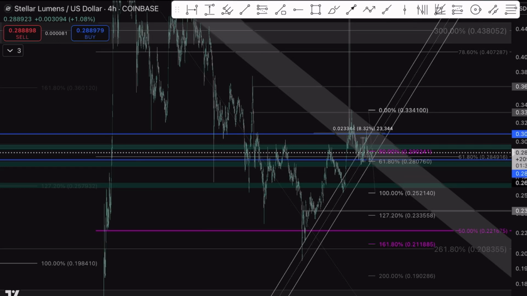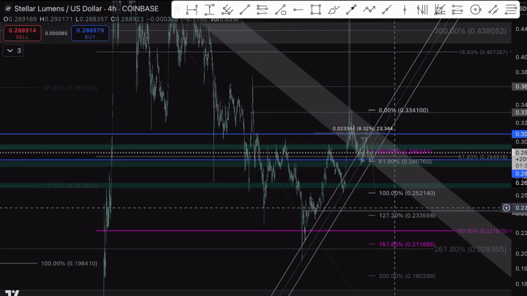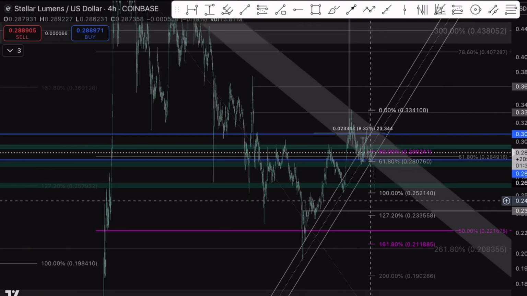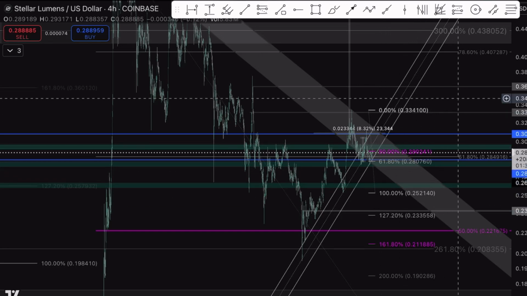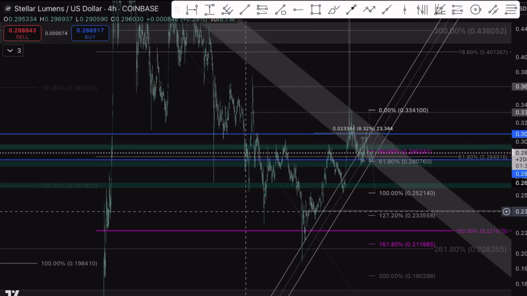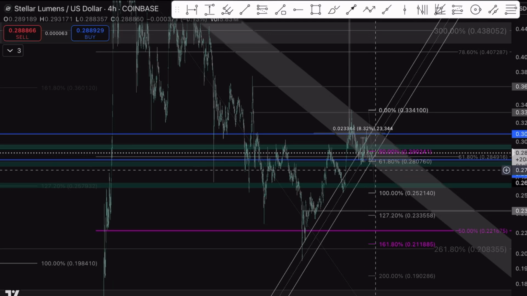I could see it coming down to here, even potentially lining up with this candle over here. Maybe even a little bit below the 100% or down to 127%. And what I might do, if it cannot hold these supports, then I'll draw another one down here, but I'm not going to do it right now until I see how well it is holding these supports that are already up here. So that is for XLM.